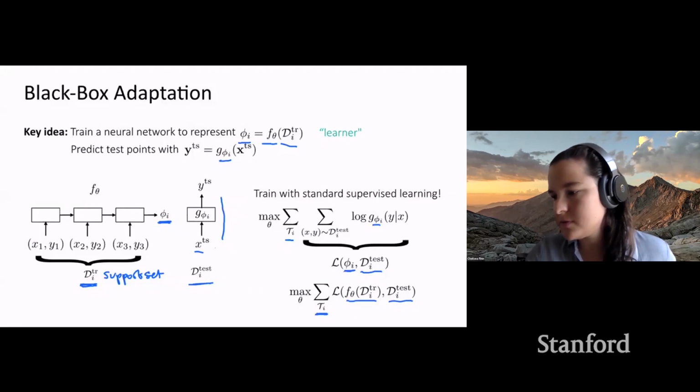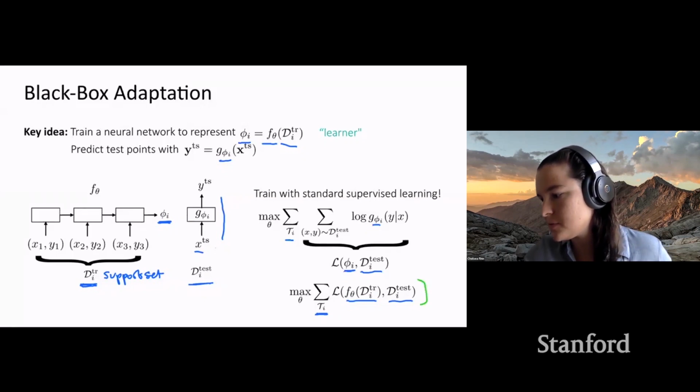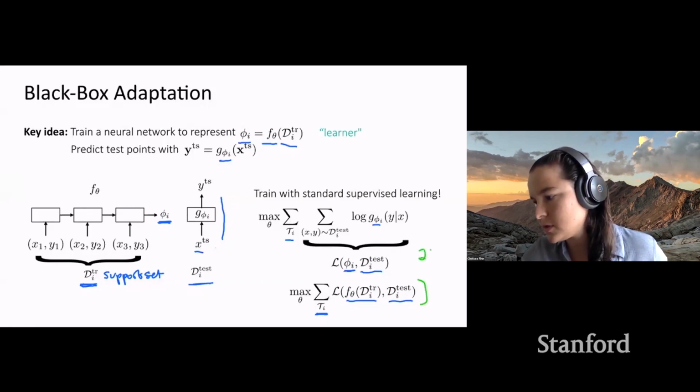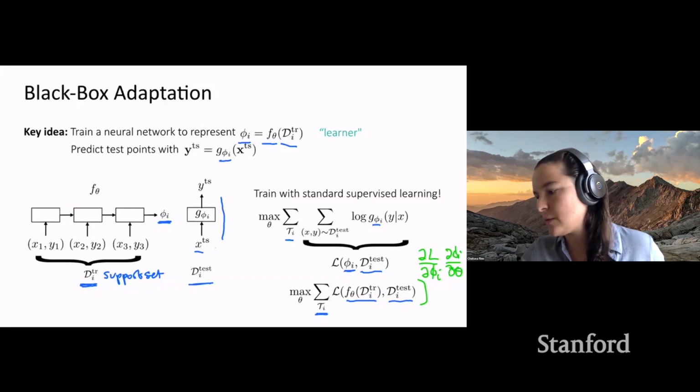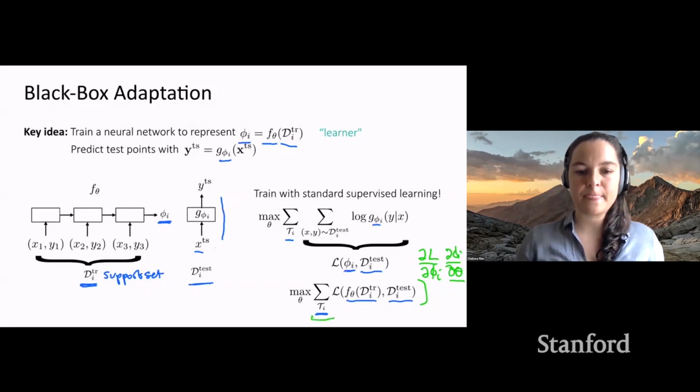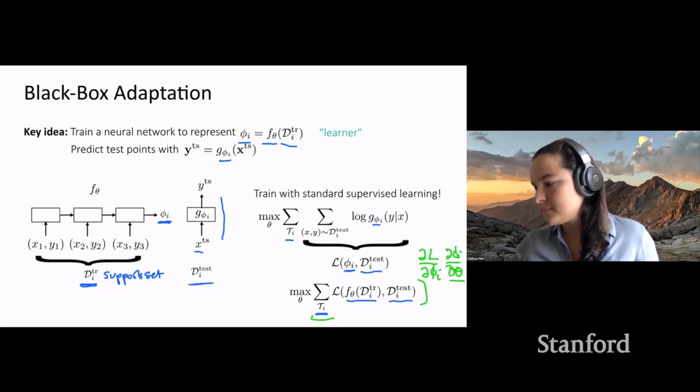Yeah, so when you compute the gradient of this objective with regard to theta, you'll get something that corresponds to dL d phi I, and then you'll get d phi I d theta, just with the chain rule. That will allow you to get gradients for theta for each of the tasks, and you'll average those across all of the tasks. Cool, thanks.